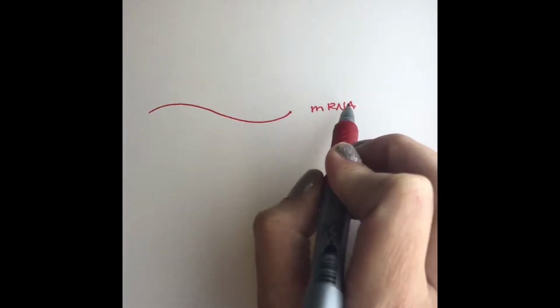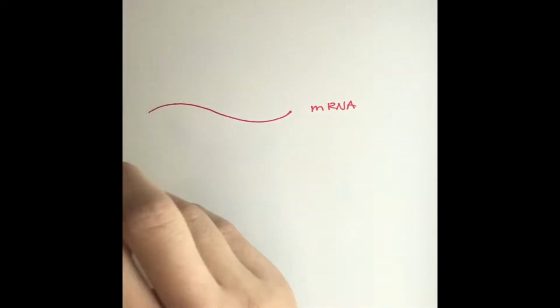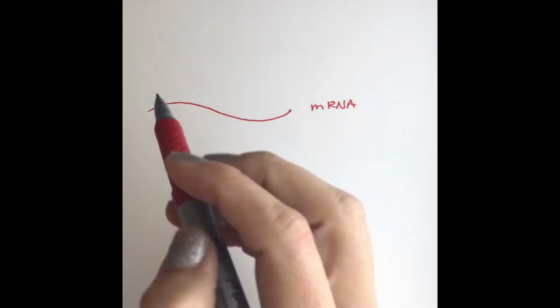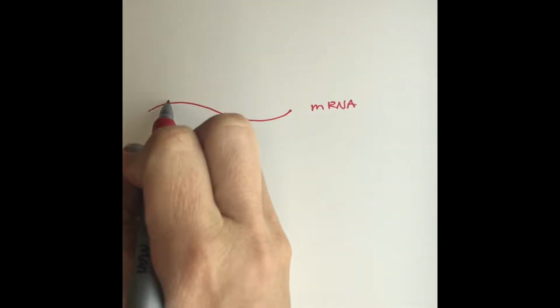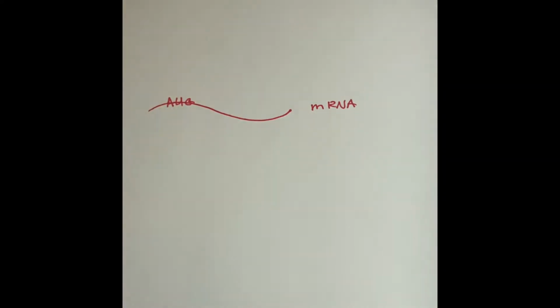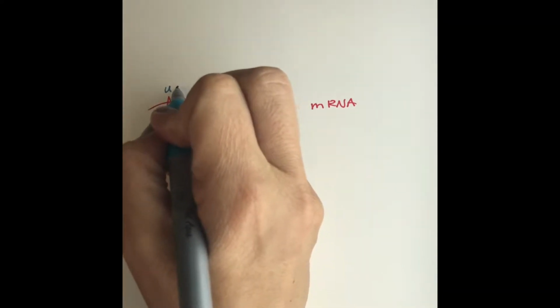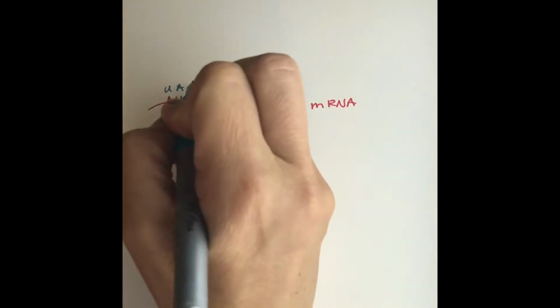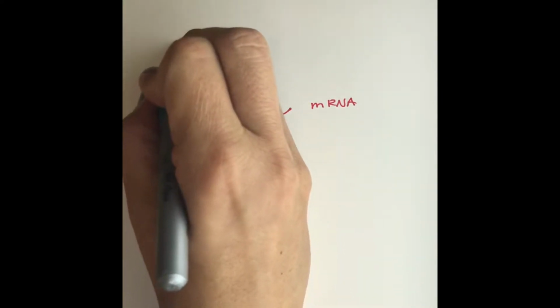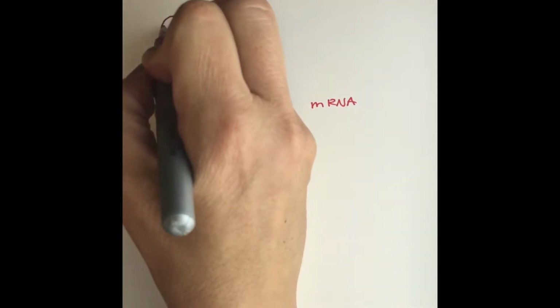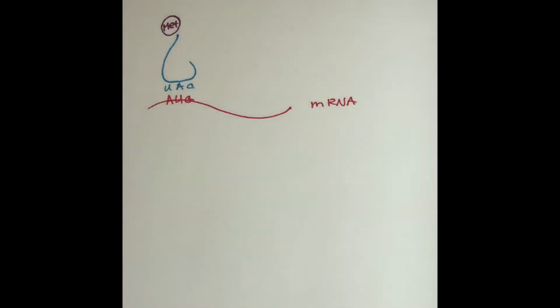mRNA. On this end it has a poly A tail, on this end it has a 5' cap. Now we're going to assemble onto this our first tRNA, and the first tRNA here is going to hold methionine, and it's going to be a start site tRNA, so it's going to recognize the sequence AUG. That means it's going to have the complementary sequence of UAC on its anticodon. So here's its anticodon, and here is its methionine that it's holding on to. Methionine is just an amino acid.